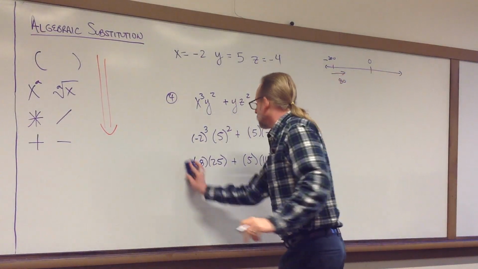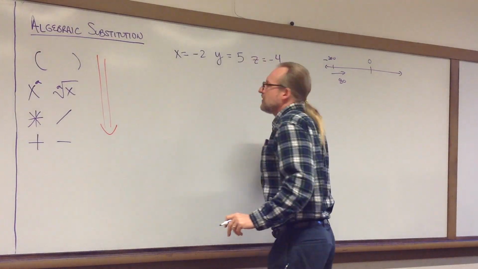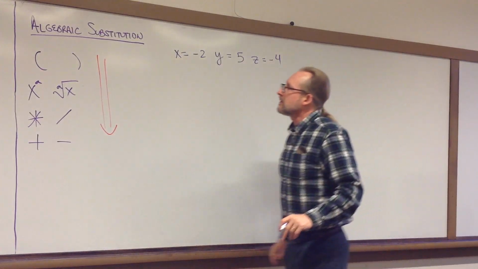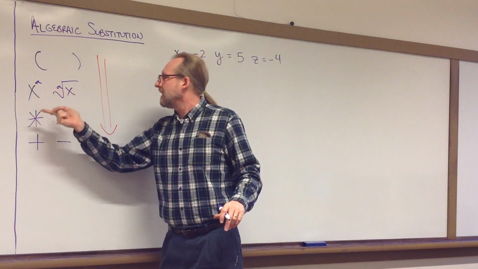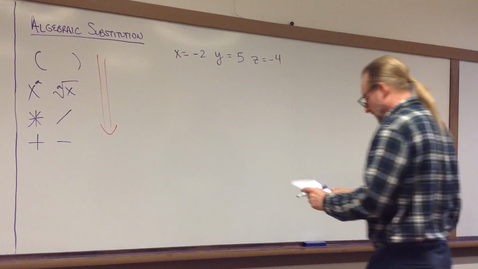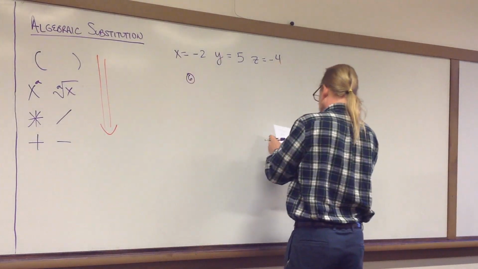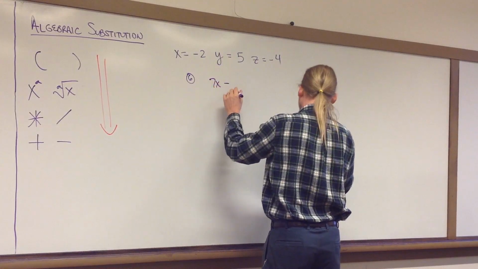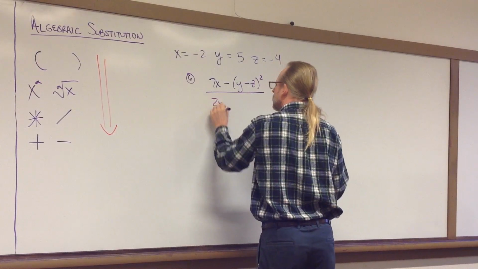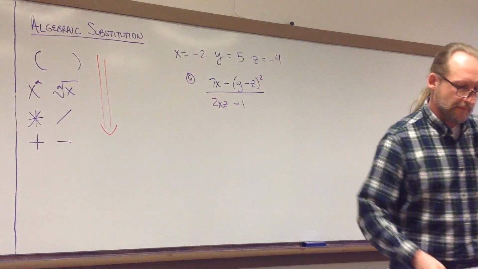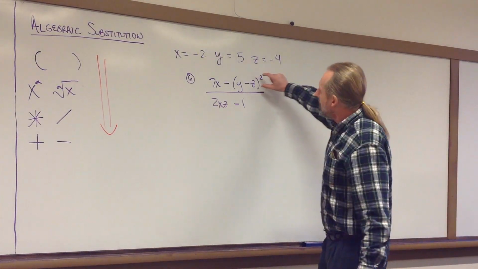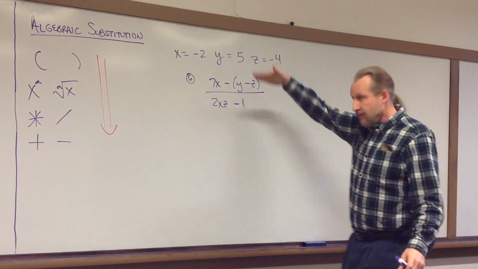All right, let's look at problem 6. You can see we've got all of these operations involved in these problems, and it's really important to get the complicated ones out of the way, then the next most complicated, and then save the simplest ones for last. In problem 6, 7x minus y minus z squared over 2xz minus 1. With these fractions, what I recommend is calculate the top, calculate the bottom, and then divide.